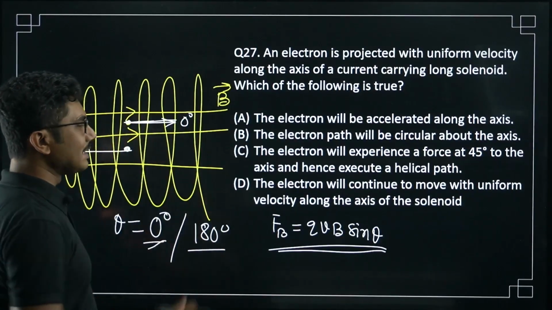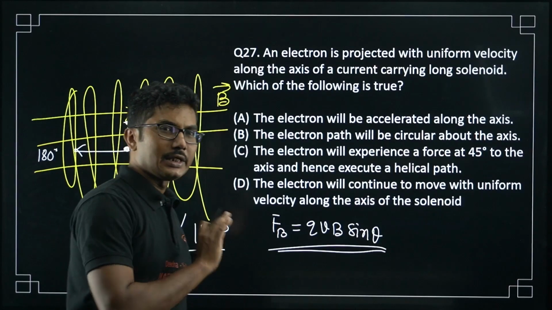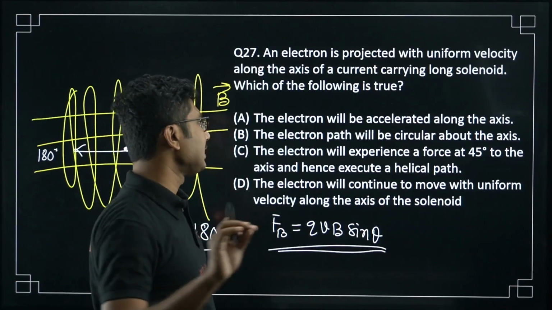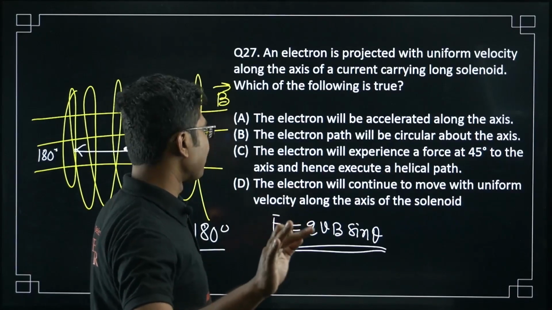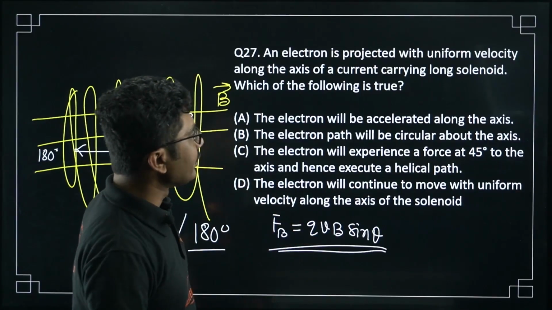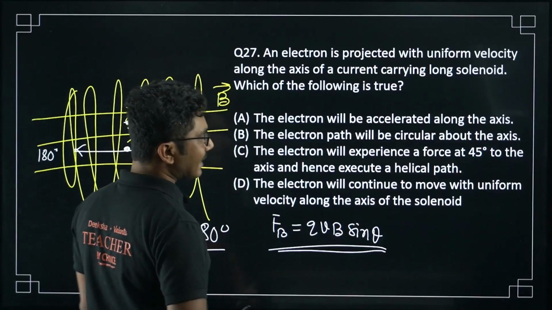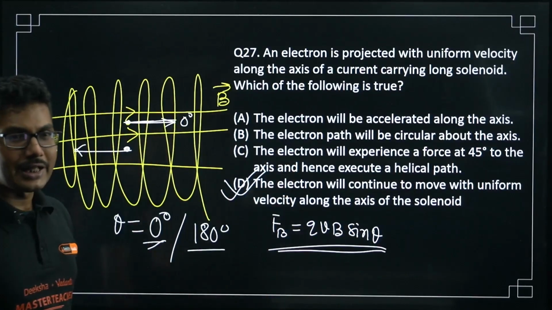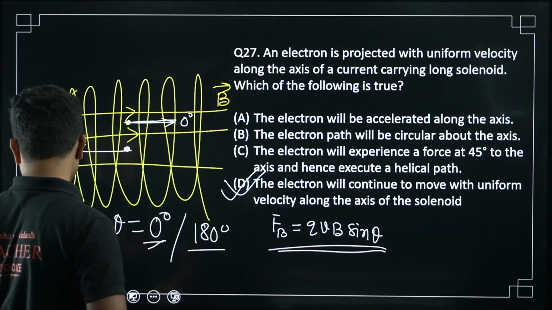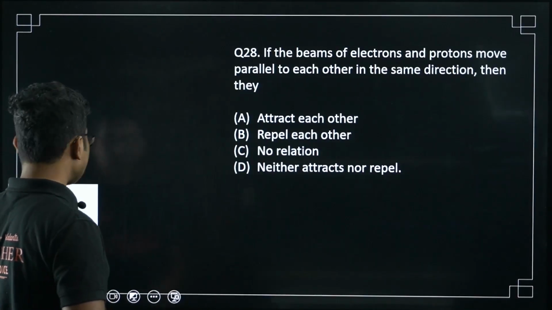Because the angle is 0, the electron will not experience any force. So the electron path will be straight. The electron will continue to move with a uniform velocity along the axis of the solenoid. So it will move with a constant velocity along the axis of the solenoid. Easy question. Not easy question, but you can answer it.